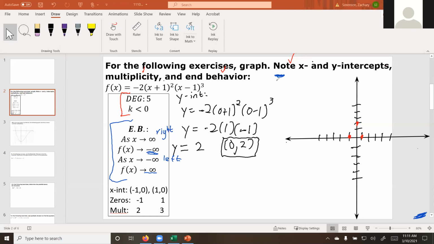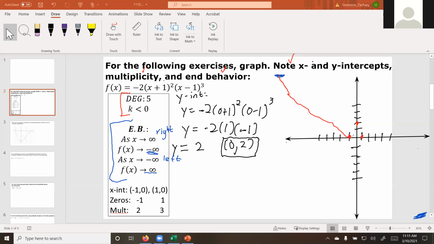Now I play connect the dots. I start my pencil up here. Let's give it an arrow because that's going to go on forever and ever. We don't want to write it as a point. I'm going to start up here. I play connect the dots. I go to my very first point. And now I look at my 0. My 0 is -1. The multiplicity is 2.